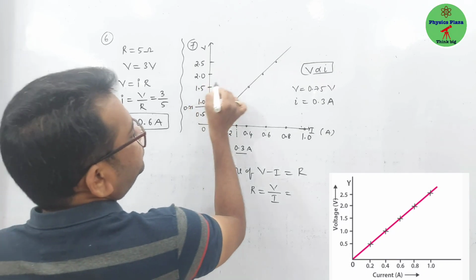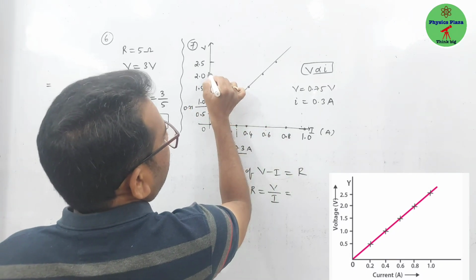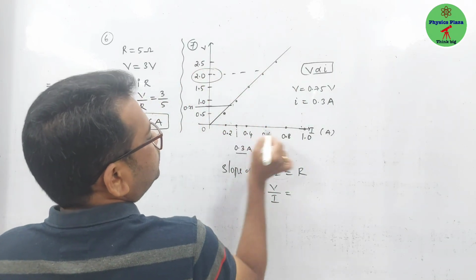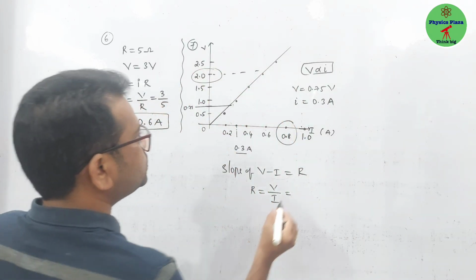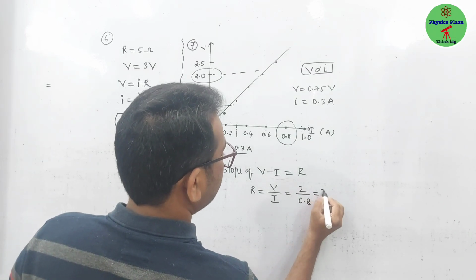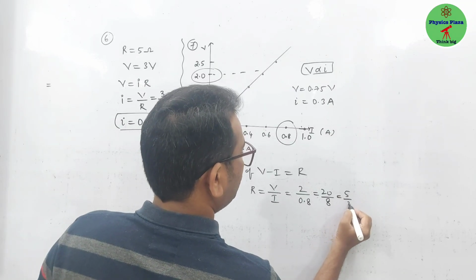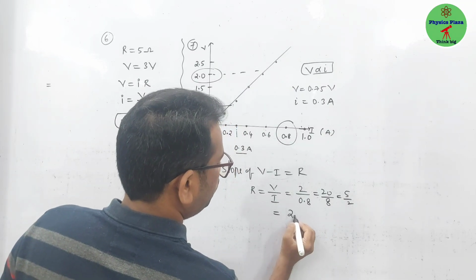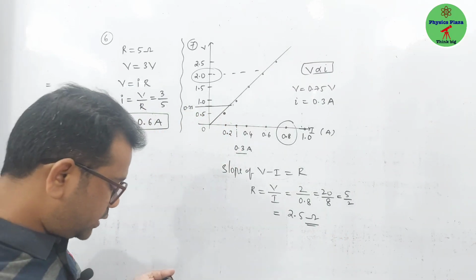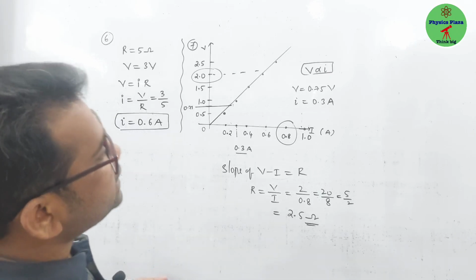For example, here 1, 2, 3, 4. For this one, for 2.0, the corresponding current is 0.8. So this is 2 by 0.8, which becomes 20 by 8. This is nothing but 4 5s are 20, 4 2s are 8, so you are going to get 2.5 ohm. That's it. Okay, now fine. This is numerical 7.